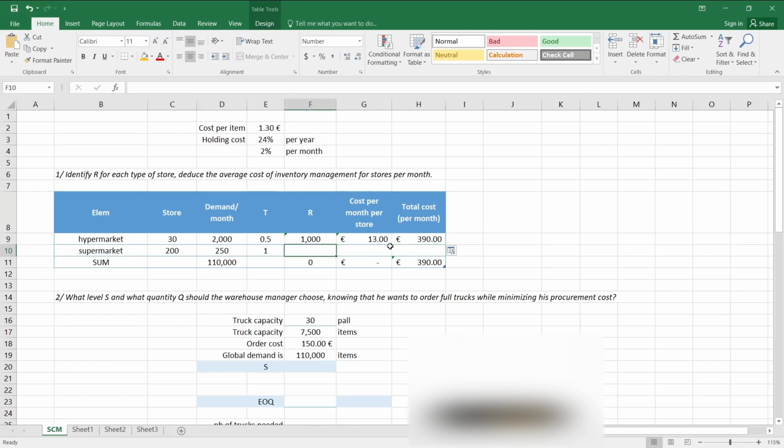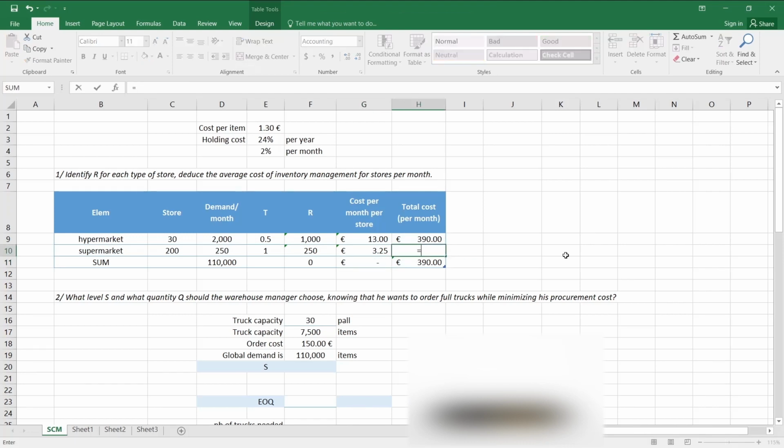We are going to simply duplicate the same calculations. So for the supermarket, the replenishment level is the monthly demand multiplied by the periodicity, which is 1, and the cost per month per store is equal to 250 divided by 2 times our holding cost, which is the cost per item, 1.30 euro, times our monthly holding cost, which will give us 3.25 euro.